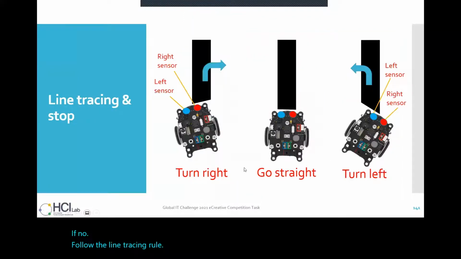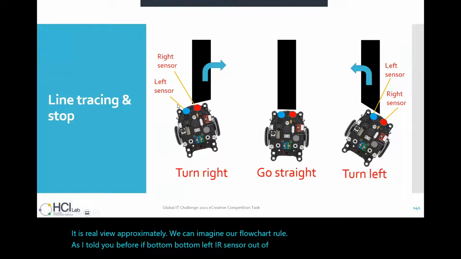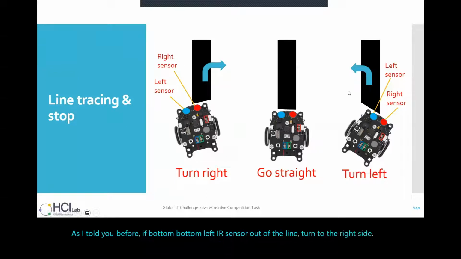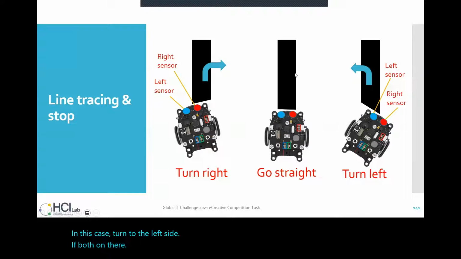It is a real view. Approximately, we can imagine our flowchart rule. As I told you before, if the bottom left IR sensor is out of the line, turn to the right side. In this case, turn to the left side. If both are on the line, go forward.